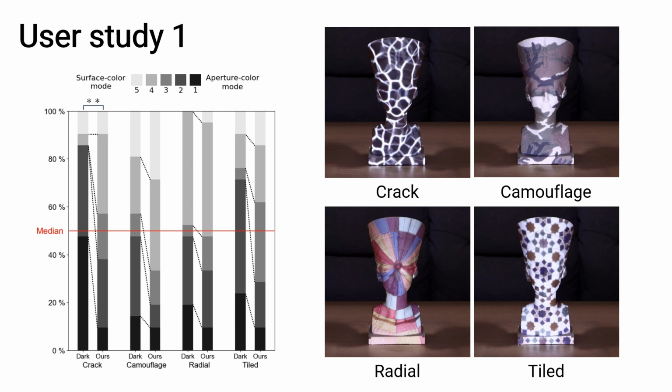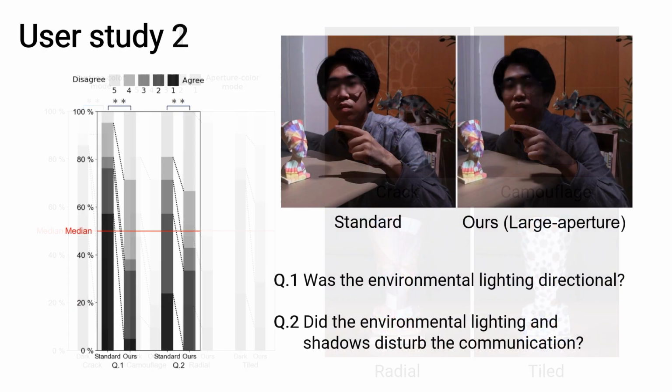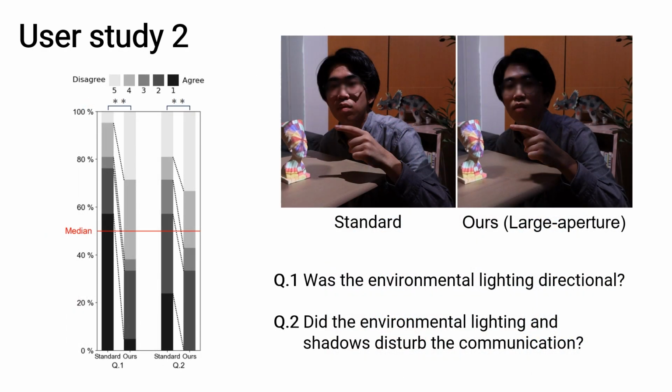A Wilcoxon signed-rank test showed that there was a significant difference between scores given for the proposed replicated environmental lighting compared to the dark room condition when the crack pattern was projected. The first user study confirmed a tendency for observers to perceive the projection mapping results as illuminated when using the proposed environmental lighting. In our second user study, we evaluated our large aperture projector as a luminaire for illuminating the surrounding environmental surfaces of the projection target, comparing it to a standard off-the-shelf projector.